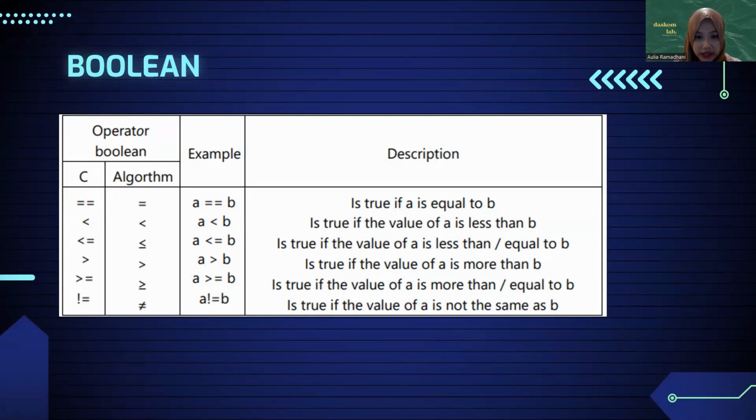A is less than B means the condition will be true if the value of A is less than the value of B. A is less than or equal to B means the condition will be true if the value of A is less than or equal to the value of B. A is more than B means the condition will be true if the value of A is more than the value of B. A is more than or equal to B means the condition will be true if the value of A is more than or equal to the value of B. A exclamation mark equal to B means the condition will be true if the value of A is not the same as the value of B.